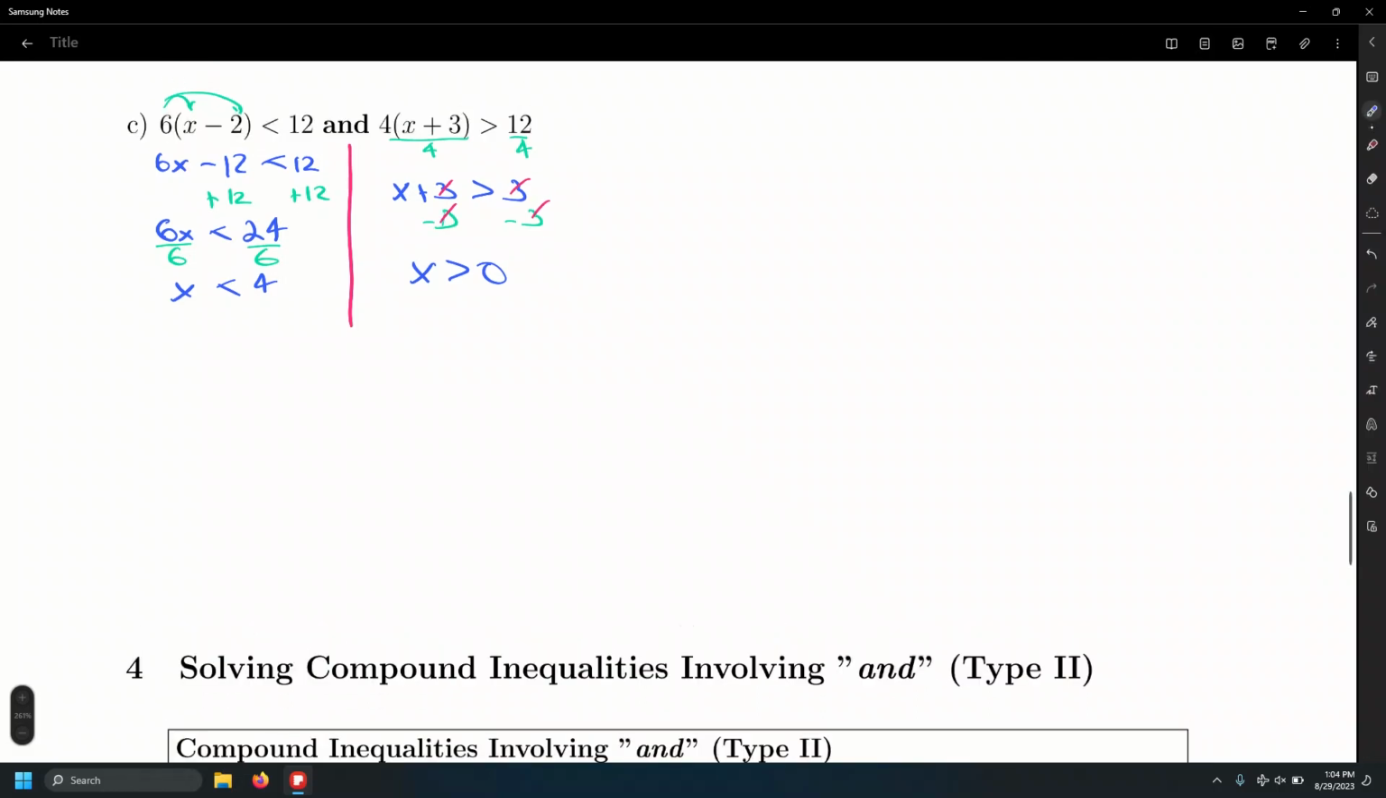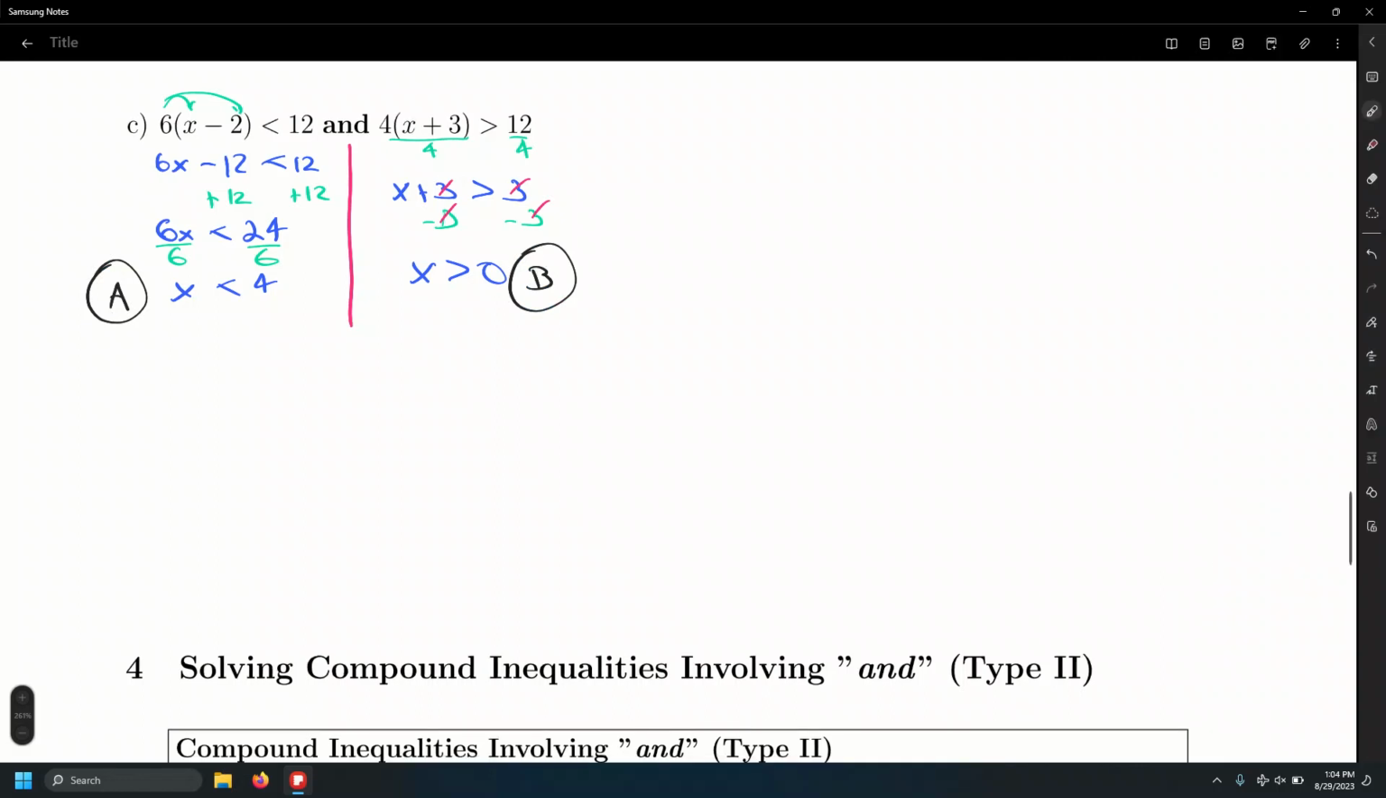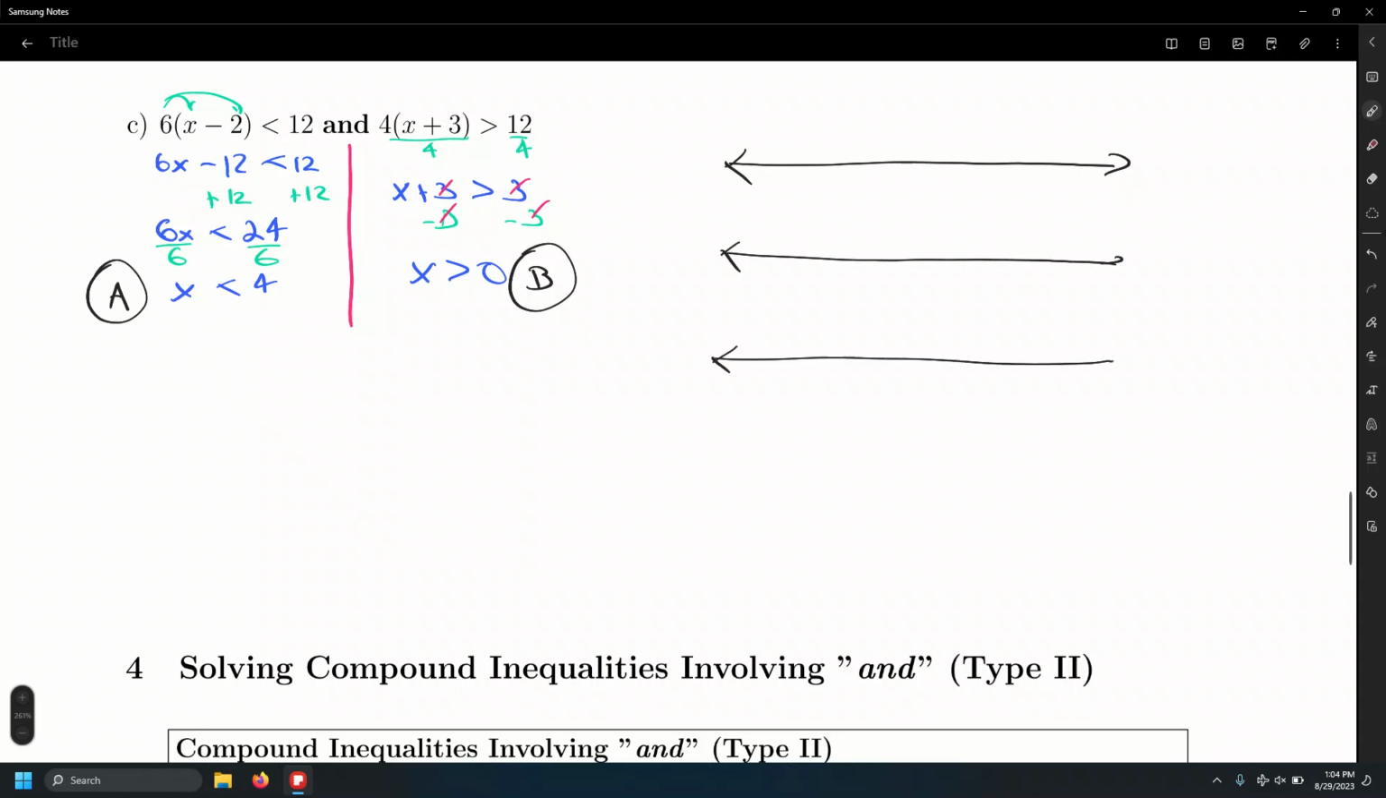Now that we have these two sets, let's label this as our set A and this as our set B. Let's draw them and plot them on the number line, and then find the intersection of them. So that's A, that's B, and that's A intersection B. Why is it the intersection? Because we have an "and" as opposed to an "or", which would have been the union of the two sets.